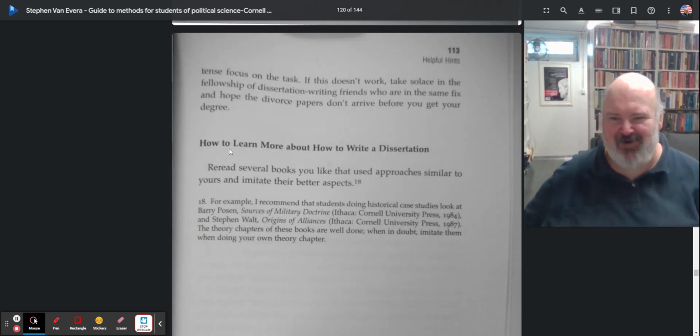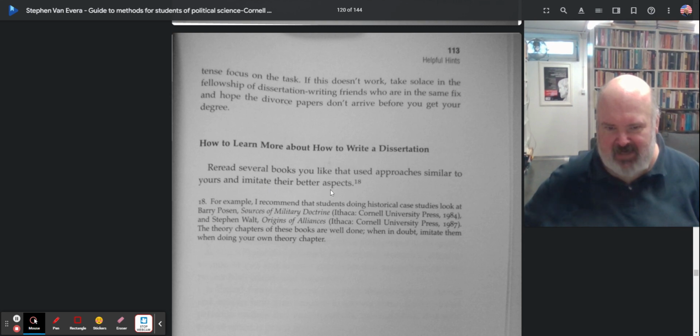And last, learn more about how to write dissertations. Reread several books that you like that use approaches similar to yours, and imitate the better objects. And this is the thing that ends it.